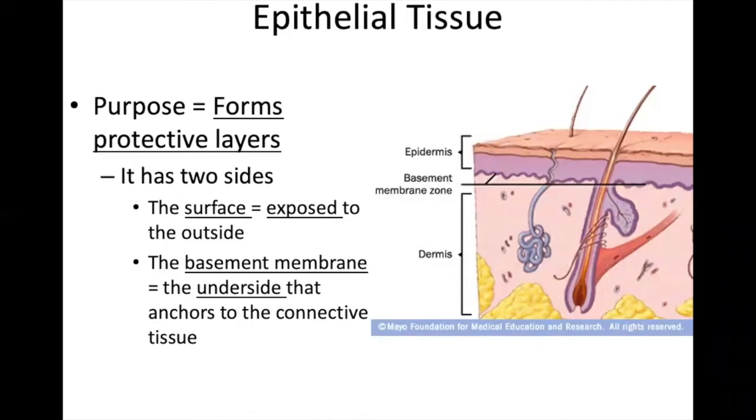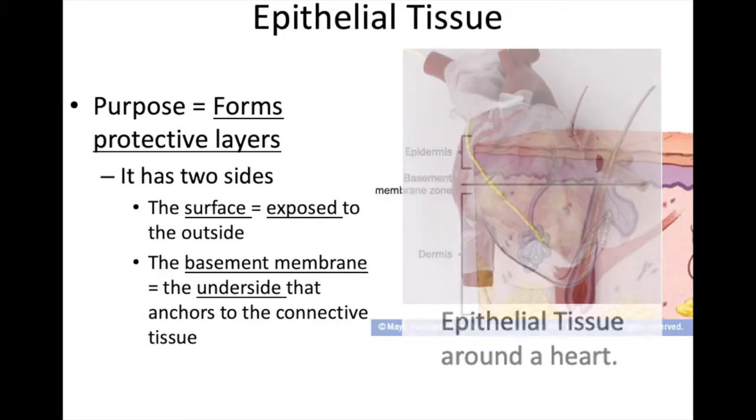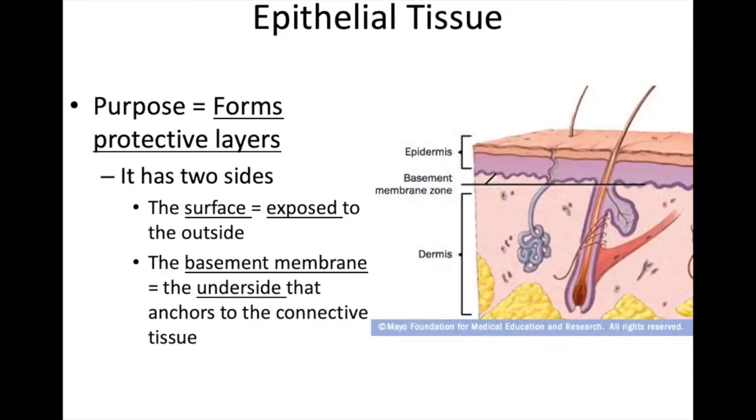It is a protective layer, but every organ inside your body also has its own covering. And that's what we're going to be talking about: the different kinds of epithelial coverings across your whole body. These protective layers have two sides. We got the surface, which is generally exposed to the outside, like the surface of your skin. And by outside, I don't mean outside your body, I just mean outside of whatever organ it's covering. And we have what's called the basement membrane. The underside is going to be anchoring it down to some kind of connective tissue.